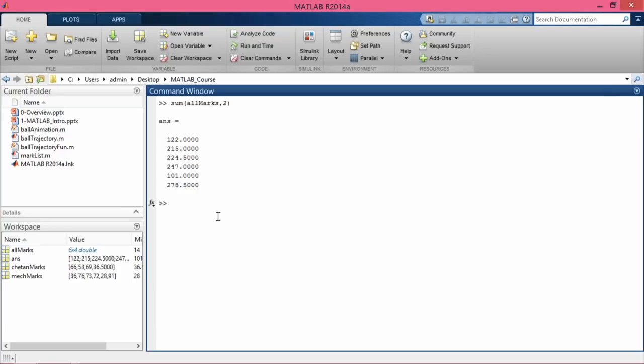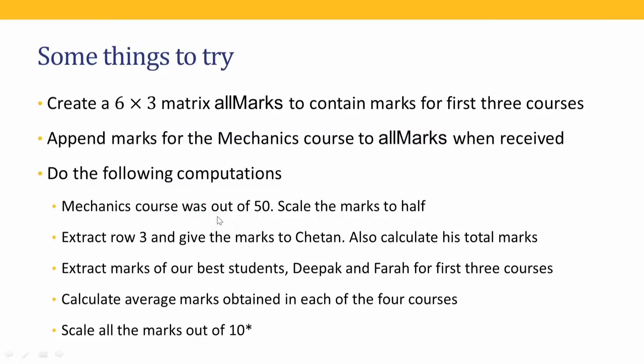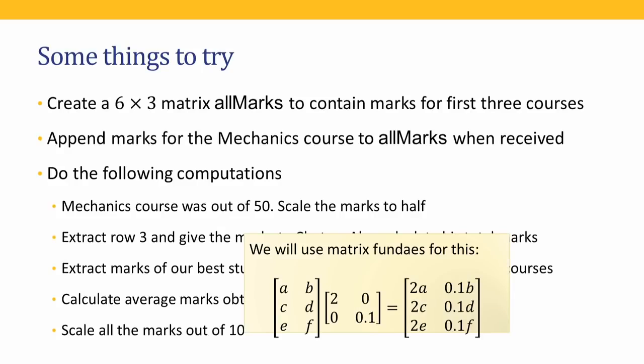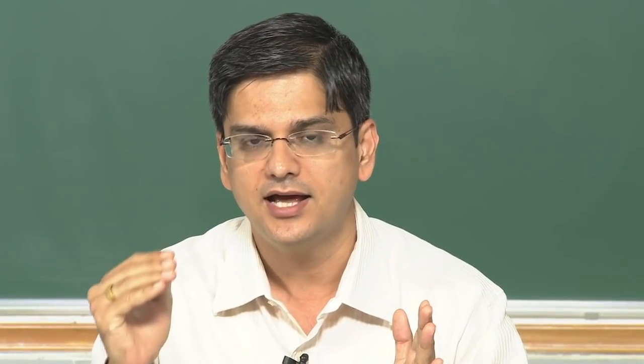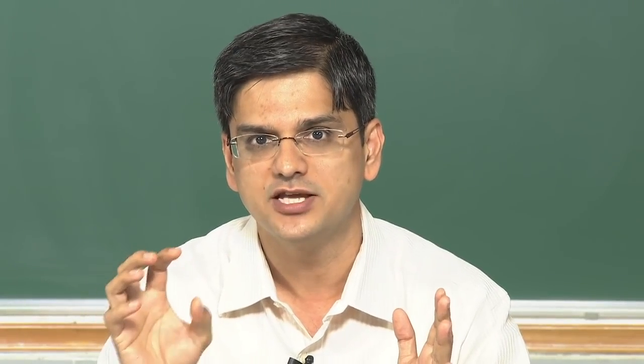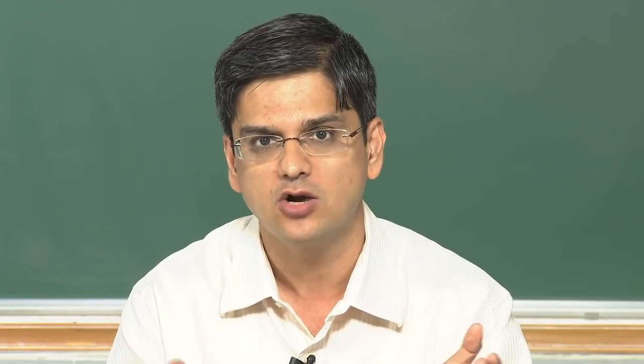The final thing that we wanted to do was to scale the marks out of 10. Recall that the first 3 guys are marks out of 100 and the last guy is marks out of 50. So, remember the matrix operation that we wanted to do? The same matrix operation now we need to do with a 6 by 4 matrix, that is matrix of 6 students and 4 lectures. We wanted to scale it to 1/10, 1/10, 1/10 and 1/5, because the mechanics marks is out of 50 and not out of 100.